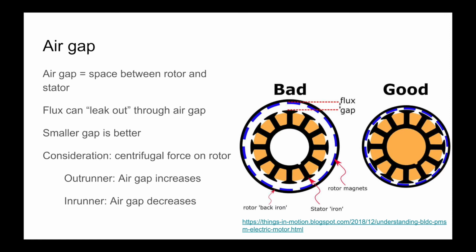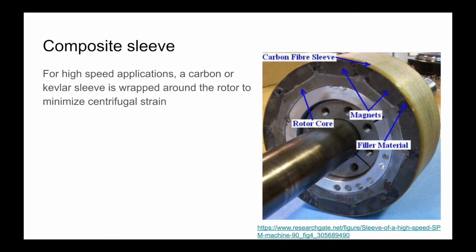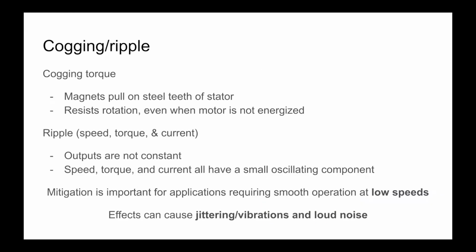At high speeds, the centrifugal strain will decrease the air gap. If the nominal air gap is too small, this change can cause the rotor and stator to collide, which can severely damage the motor. An additional design aspect that we'll only briefly touch on is something known as a composite sleeve. This is usually added on motors designed for very high speeds, where the centrifugal force on the rotor can significantly affect the air gap size. Materials like Kevlar or carbon fiber provide a very high tensile strength around the rotor to limit the centrifugal expansion.